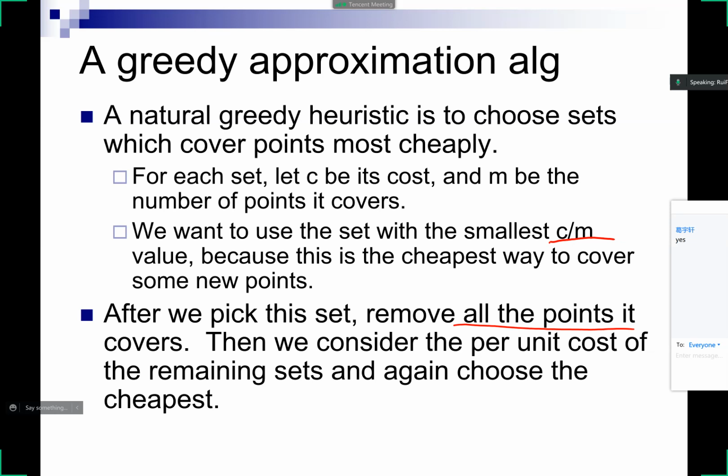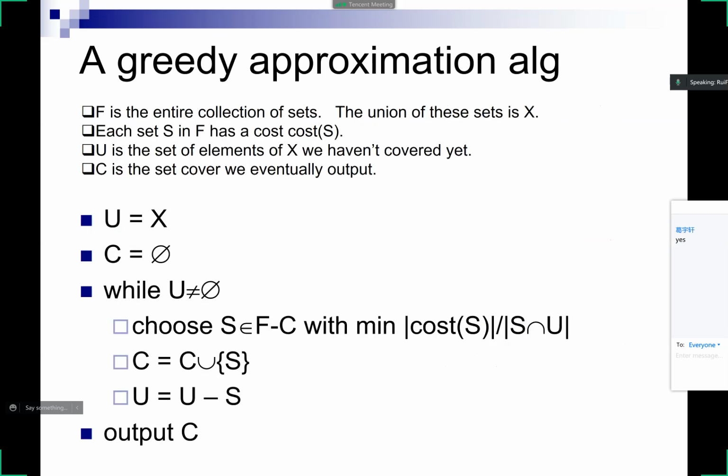So here's the algorithm. In this algorithm, F here is the entire set of sets. It's a collection of sets, and the union of all these sets is X. For each set S in this F, we're going to write cost of S to be the cost of that set. And U here is going to be the set of elements that we have not covered yet. Initially when you start the algorithm, you haven't covered any elements, so U is all of X. But as you run the algorithm, you cover more and more elements, so U gets smaller. And C here is the set of sets that you select. This is the collection of sets that you eventually output. So initially the uncovered elements are all of the elements, and we haven't selected any set.